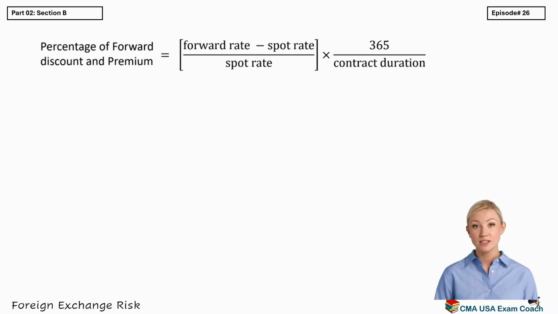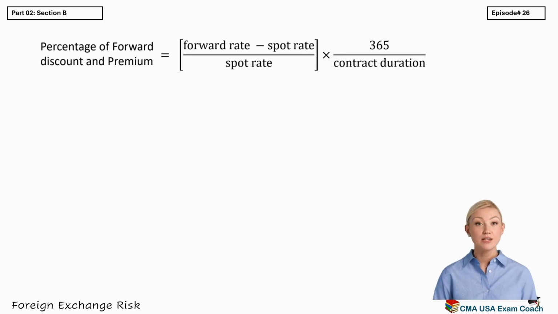Let me say that again more simply. You take the difference between the forward rate and the spot rate. Then, divide that difference by the spot rate. After that, multiply by 365 days to annualize it. Finally, divide by the number of days in the contract period. Written as an equation, it looks like this. Percentage forward discount or premium equals forward rate minus spot rate, divided by spot rate times 365 divided by contract duration.